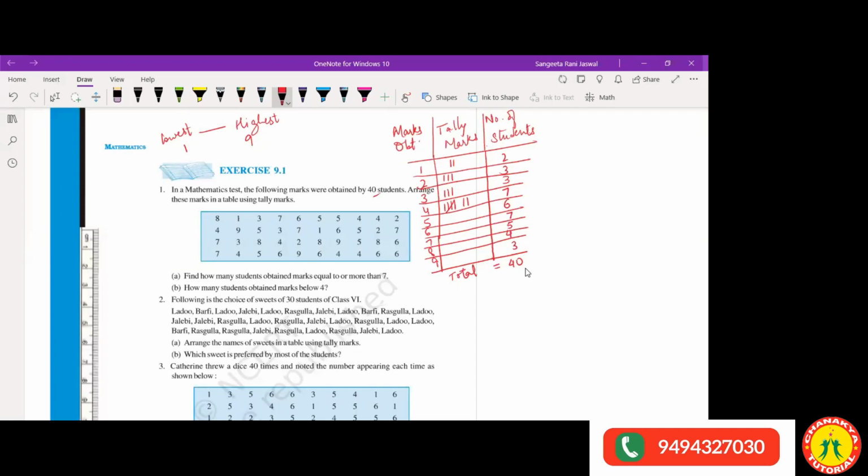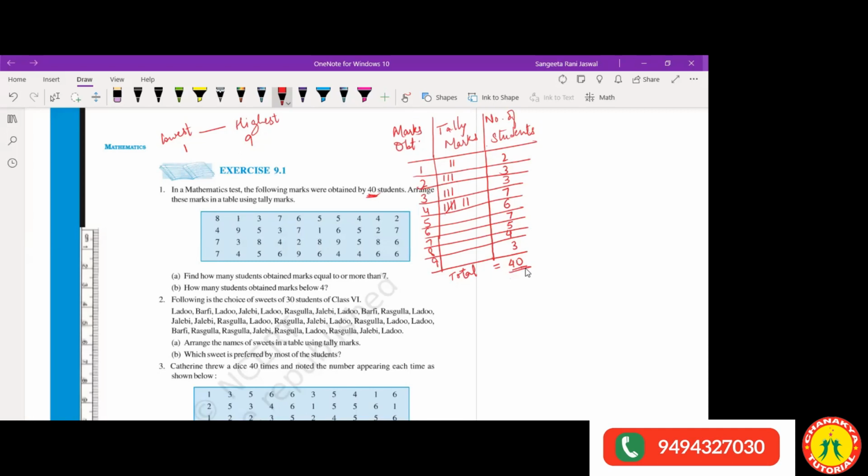So all the number of students will sum up to 40, because we are already given in the question that a total of 40 children are there. So if you total them, it's 40. Now, whatever observation you have got, whatever number of children you have got, you will represent it in tally form.